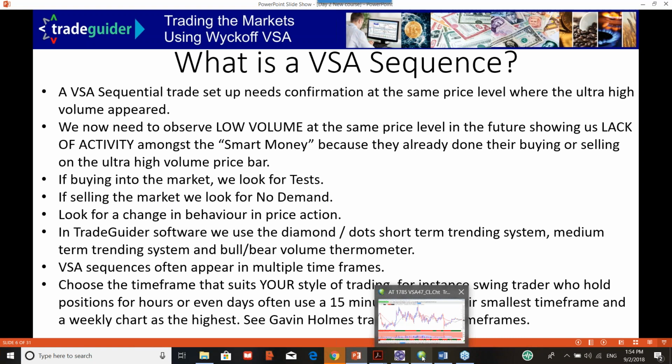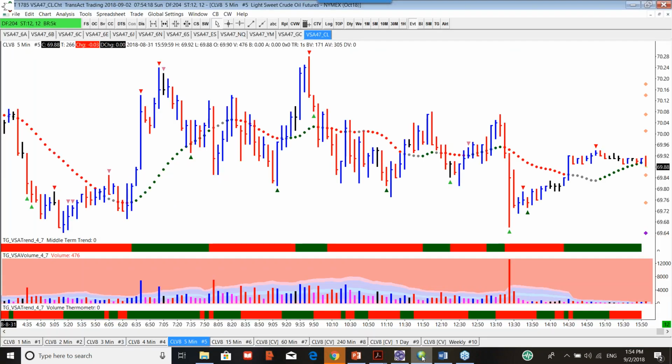Now, I was doing my analysis today, ready for this week's trading, and I came across crude oil, and I want you to tell me, what do you all notice about the volume here on this down bar? What do you notice?